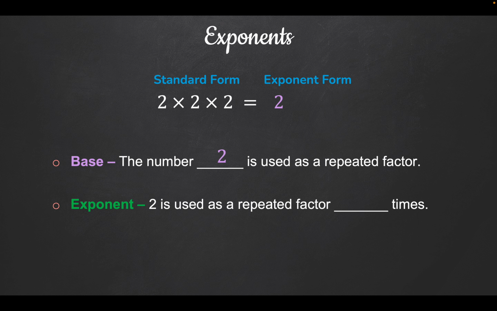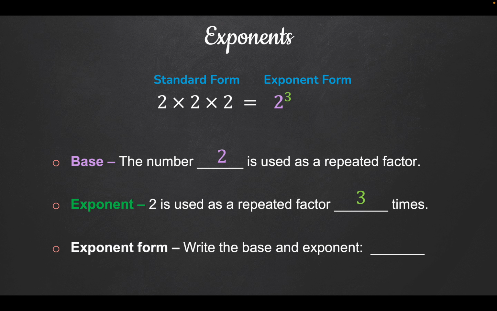Our exponent: 2 is used as a repeated factor blank times. So notice that we have 2 being multiplied by itself 3 times, which would make 3 our exponent. And when we write that in exponent form, we're going to take the base and the exponent and put them together. So here we have 2 to the power of 3, or we could also read that as 2 cubed.